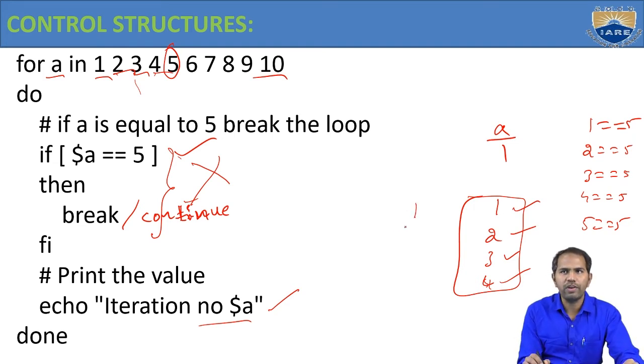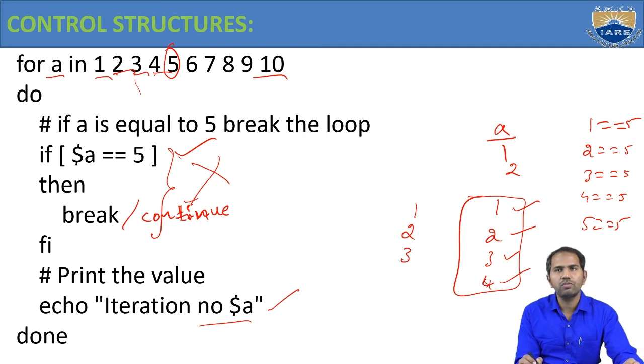Take the variable a, value is 2. Now a value is 2. Is a equal to 5? No. So again it's printing iteration number 2. Now 3, which is not equal to 5. So iteration number 3 is also printed. Take 4, which is not equal to 5.